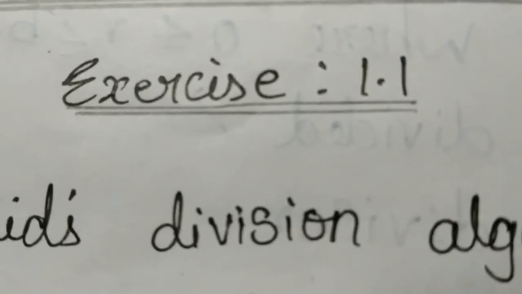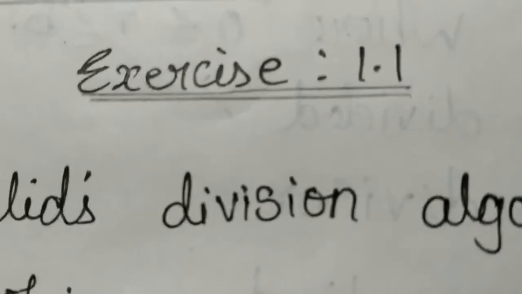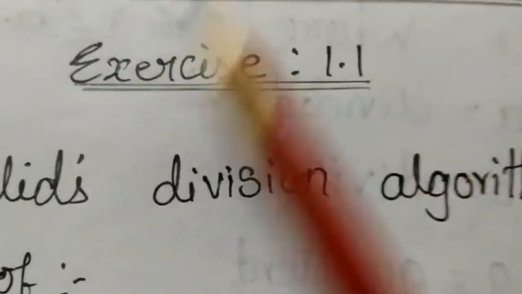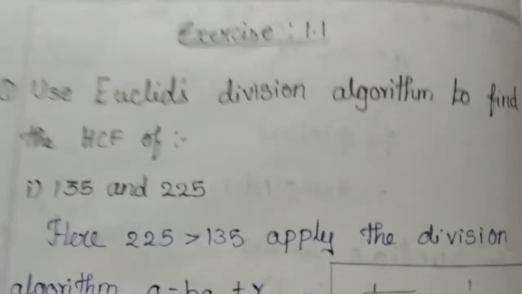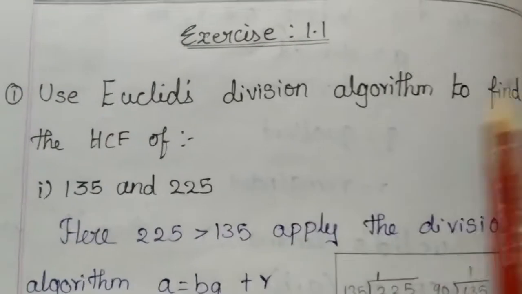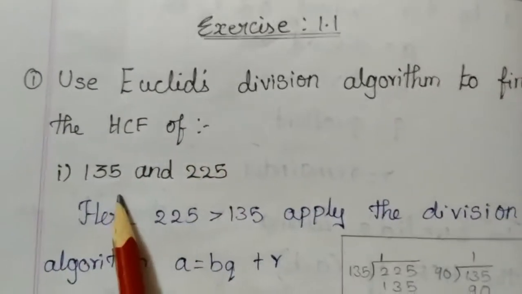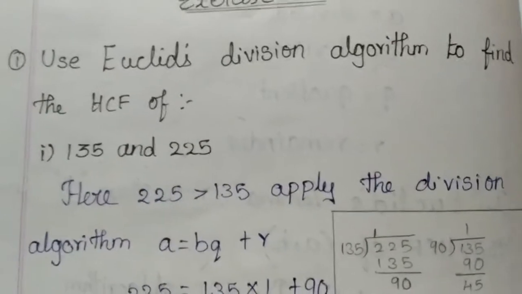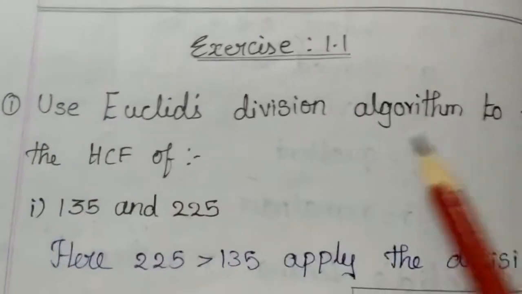Hi friends, today we are going to solve NCERT Syllabus Mathematics Chapter 1 Exercise 1.1. First question: Use Euclid's division algorithm to find the HCF of 135 and 225. We need to use the division algorithm.